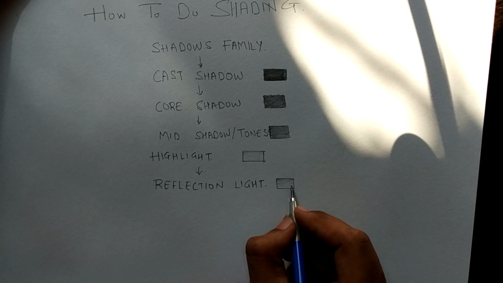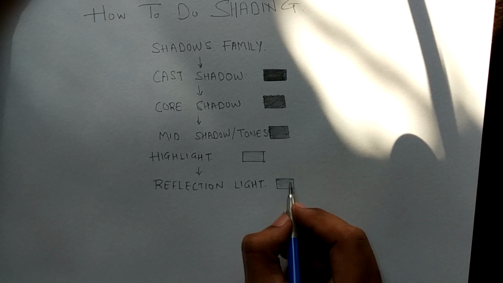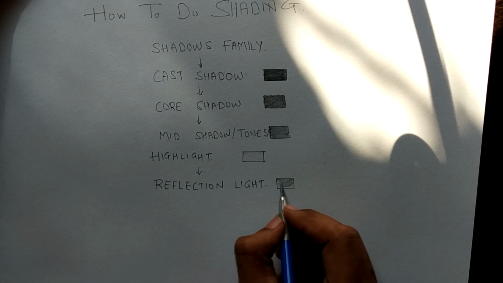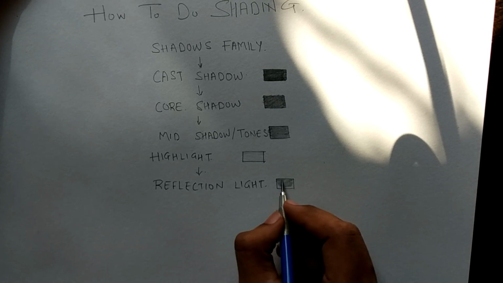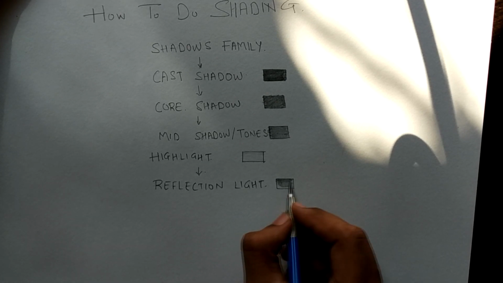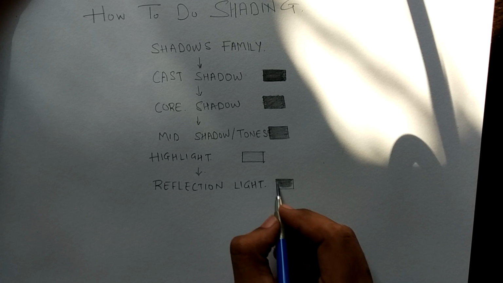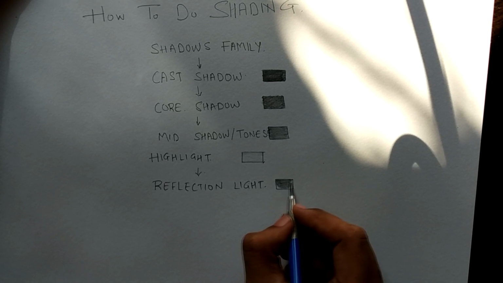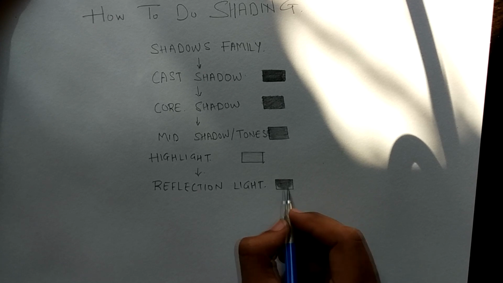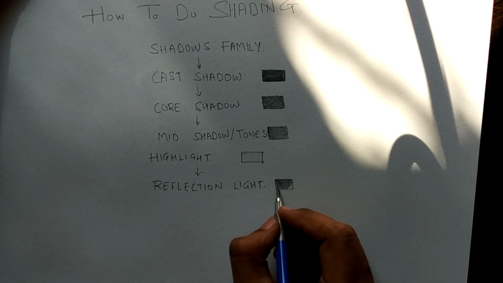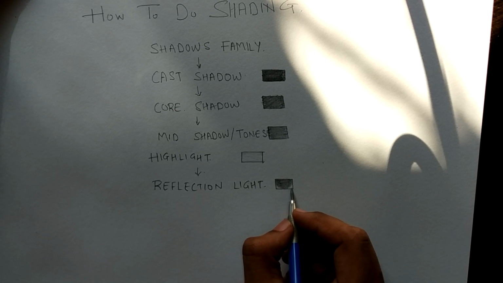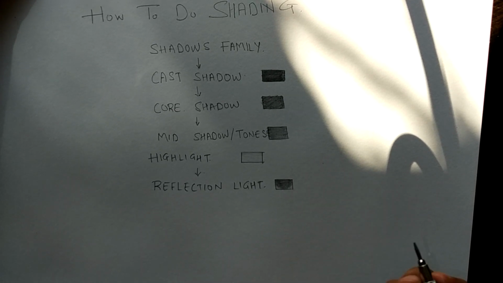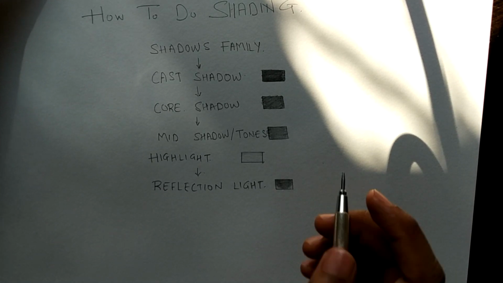The next is the reflection light. You probably can't explain reflection light in this box form. I'm just doing some shading on the top of the box and leaving a few spaces over the bottom of the box. Reflection light is basically when the light goes on the surface and reflects on the object.